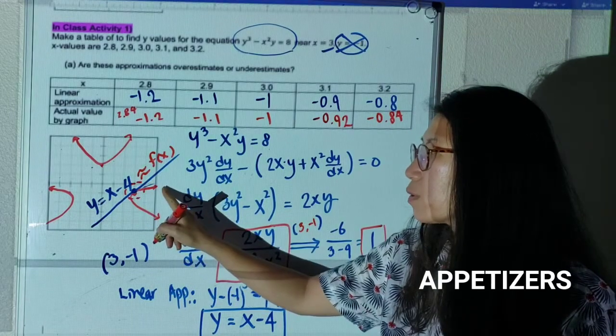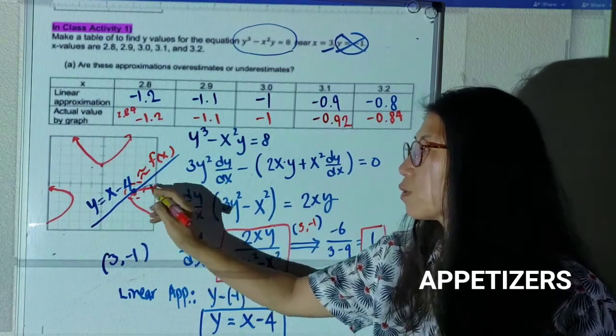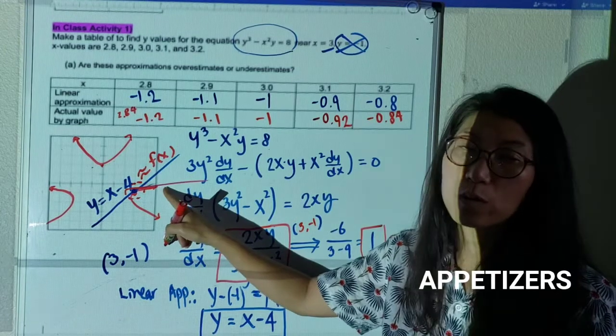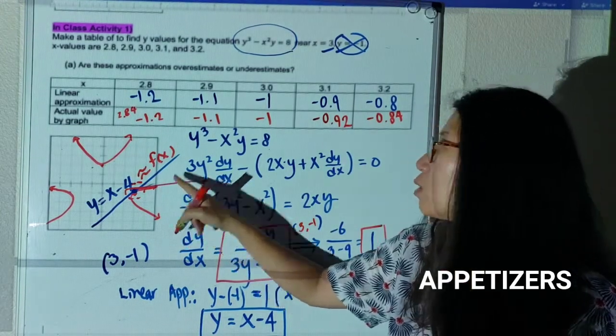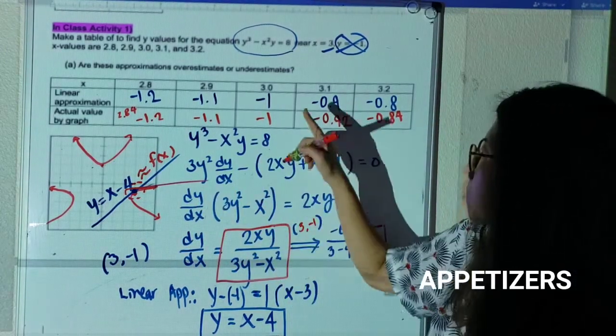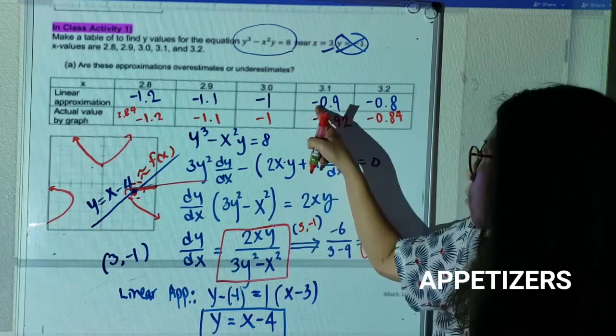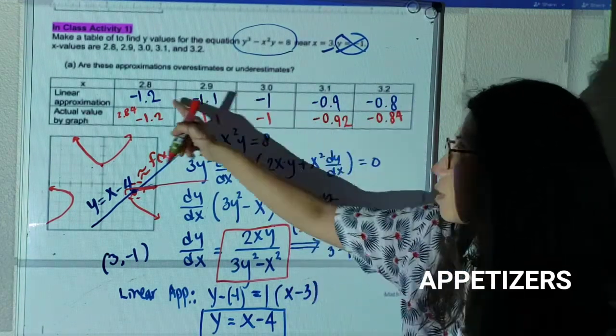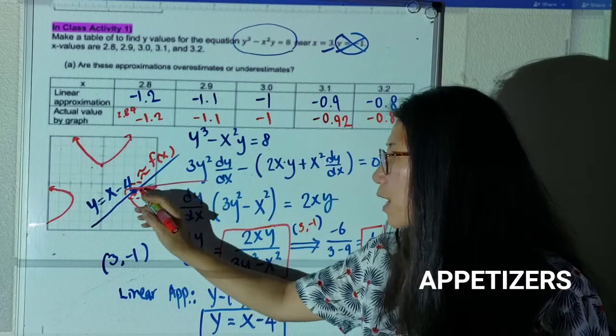But if you go further, definitely you're not going to use this one. If you go further, you're going to make another tangent line and find the approximation of that number. So after I found this, I just plug in 3.1. That gives me 0.9, and 3.2. So I got these linear approximation numbers nearby this function.